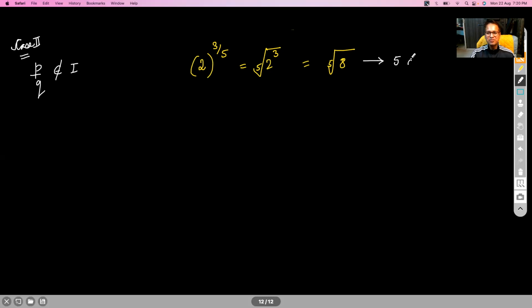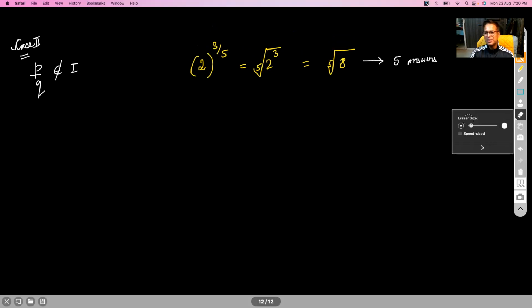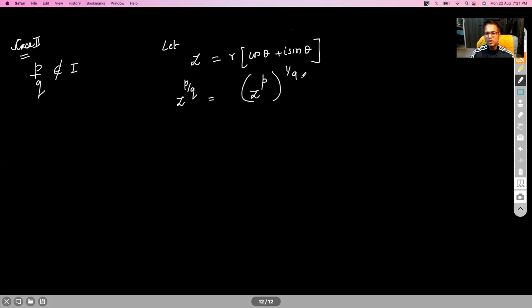Right. It's going to give you 5 answers, right? So now we are going to learn the same even for any complex number. When I raise a complex number to the power of P by Q, let's say I have a complex number in the polar form, expressed like this. What I'm actually doing is raising it to the power of P, and then raising it to the power of 1 by Q, which means I'm taking the Qth root.